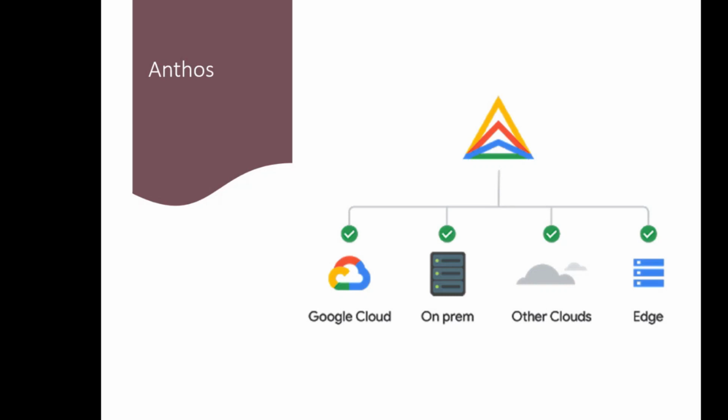Anthos, a very important component in GKE. The question is why we need this Anthos. If you remember, last day we talked about the different types of cloud: private cloud, public cloud, and hybrid cloud. What does industry want? What is industry using today?